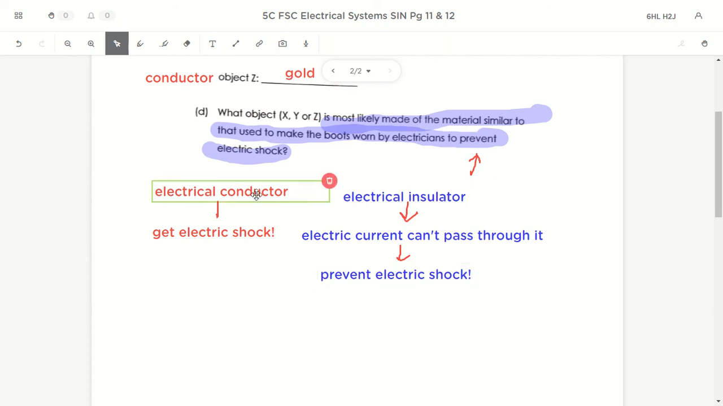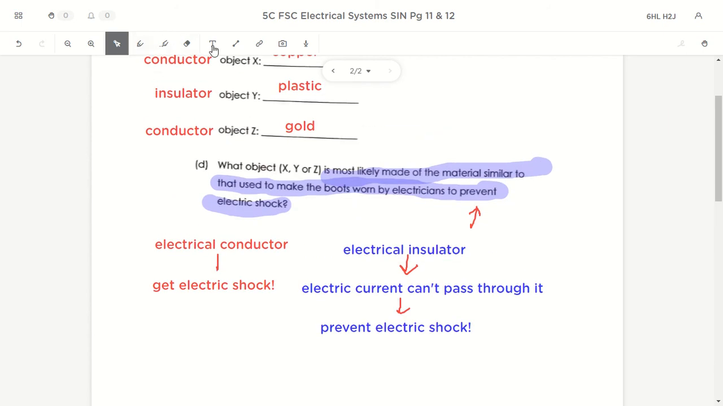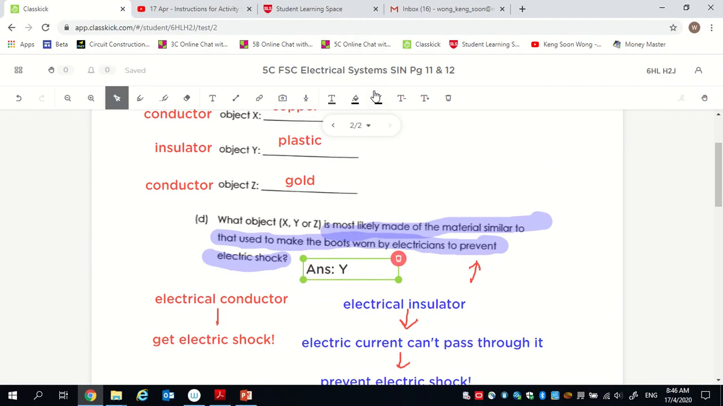If I wear something that is an electrical conductor, the electricity can pass through it, and I will get electric shock. If something I wear is an electrical insulator, even if I touch the wire, the electric current can't pass through it, and I will not get electric shock. So what object is most likely to be made of a material similar to an electrical insulator? Basically the answer is Y. I'm going to write this down in black and box it up so you know which is the answer.